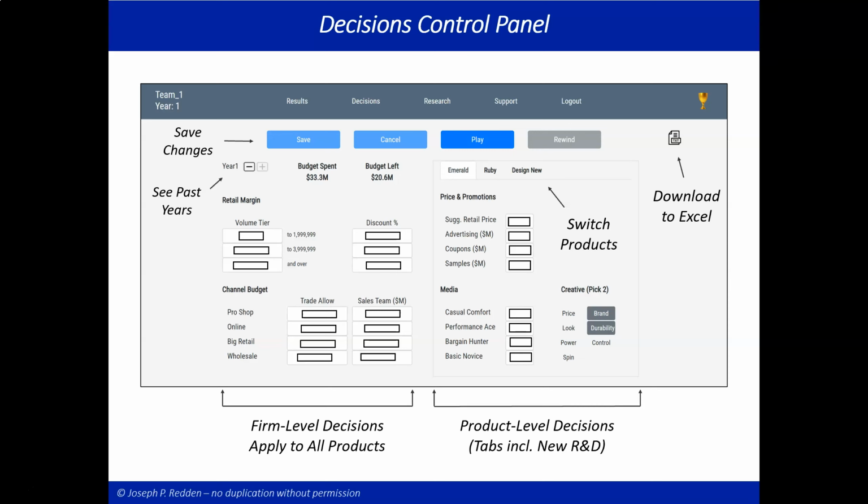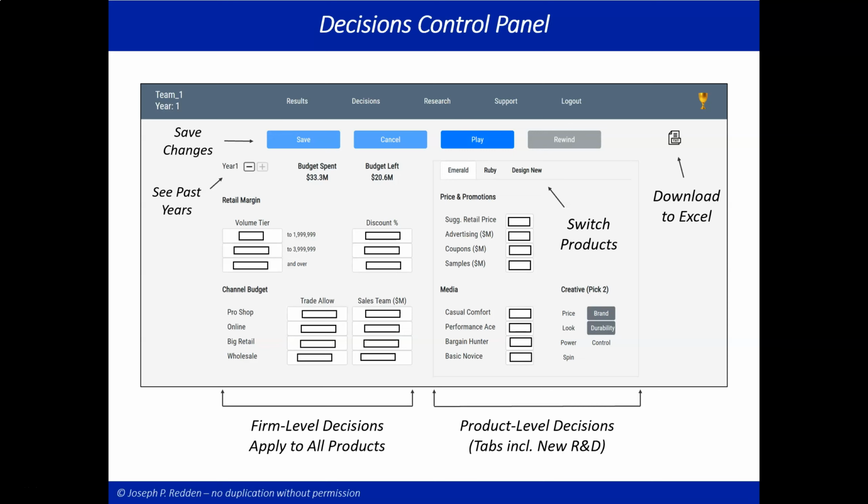As well, one thing that can help with the decisions is you have a little call out that says see past years that will let you see last year, 2 years before, you can scroll among the years to see what you did last time. As well, you have the budget that you've spent and the budget that you have left. So it'll tell you how much you have left to spend, as you can't go over budget. So it keeps track of that for you to tell you when you're over or not.